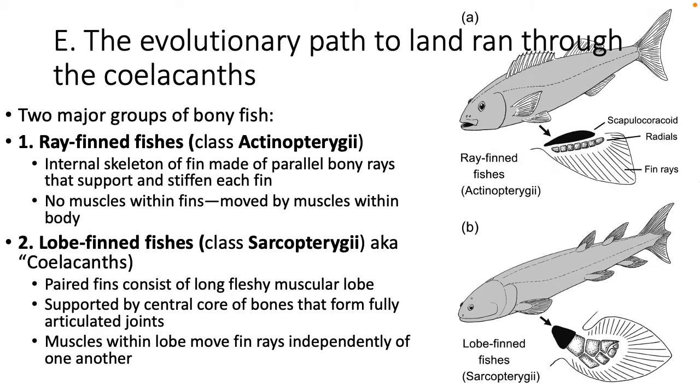All right, so there are two major groups of the bony fishes: the ray-finned fishes and the lobe-finned fishes. Ray-finned fishes means that their fins are very bony. The perch is a ray-finned fish. There's no muscles in those fins.